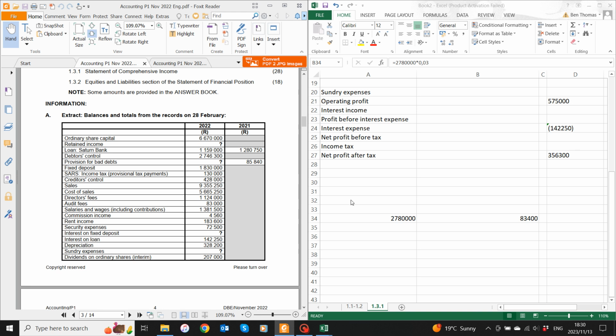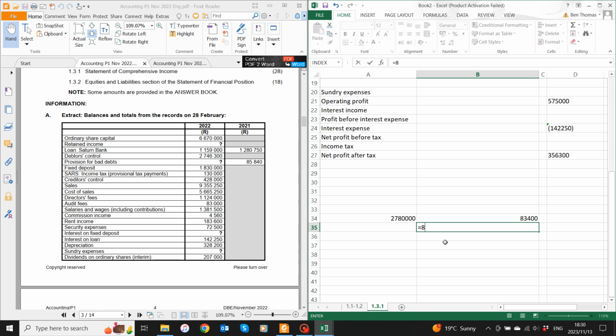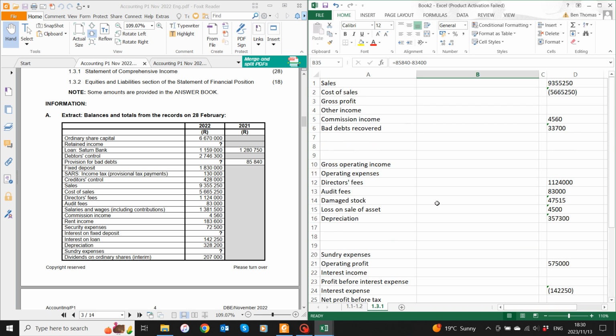So what must we do now? We have to now find the difference. And remember what I said. If you make it less, it becomes income. If you make it more, it becomes an expense. So what are we going to do here? And can you see that it's becoming less? We're going to say 85,840 minus 83,400. And that gives us 2,440 Rand. And remember, guys, this is income because that is more than the new amount. So 2,440 is income for us.